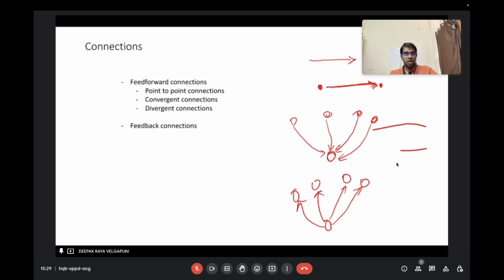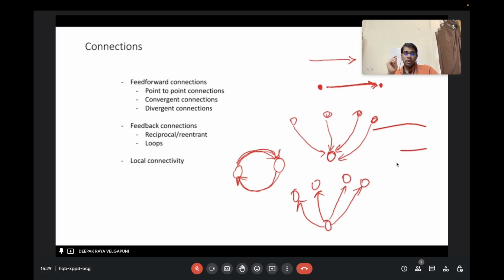These are divergent connections. Then you have feedback connections, where a region is connected to another region, but the other region is also connected back to this region. This way they have closed loop communication. It's like a closed loop feedback control system, and these are feedback connections. There are various other types forming loops: reciprocal and reentrancy feedback connections.